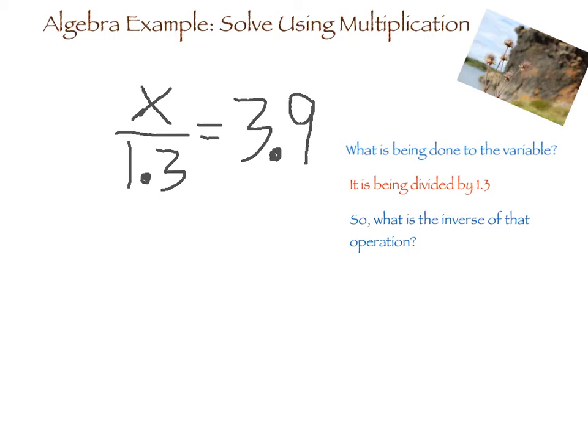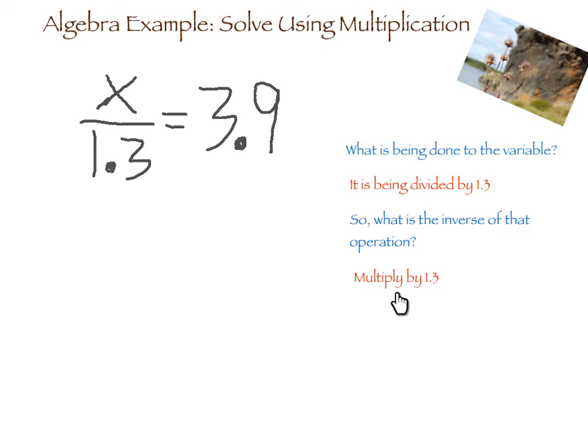Next, we need to ask ourselves what the inverse is of that operation. So the inverse is kind of like the opposite, or it's what we need to do to undo dividing something by 1.3. So the inverse of dividing by 1.3 is going to be multiplying by 1.3.